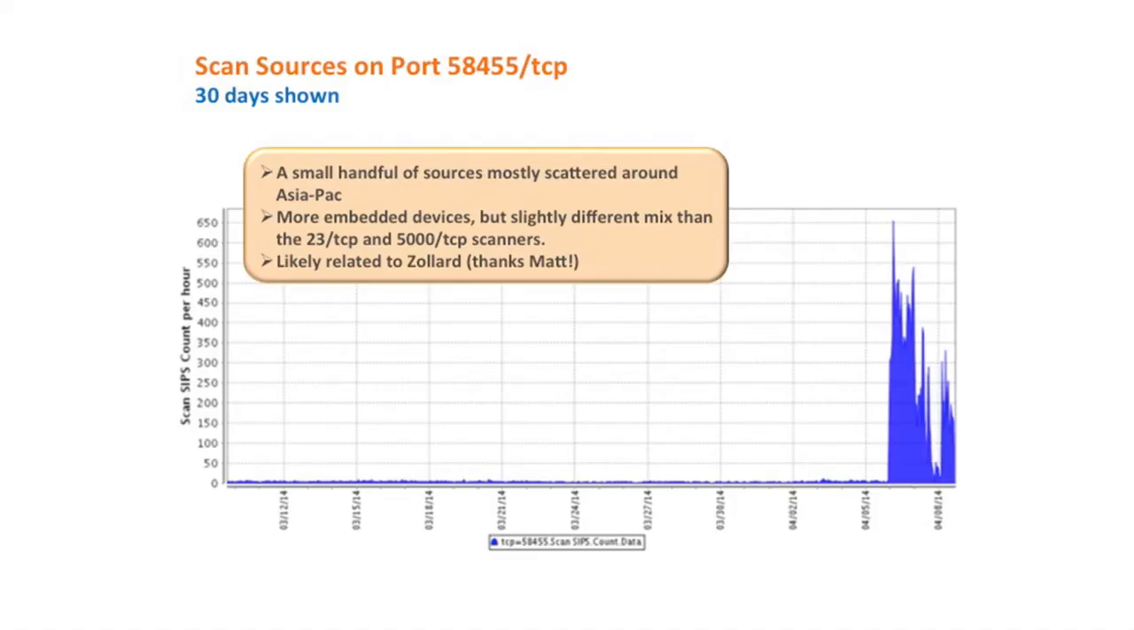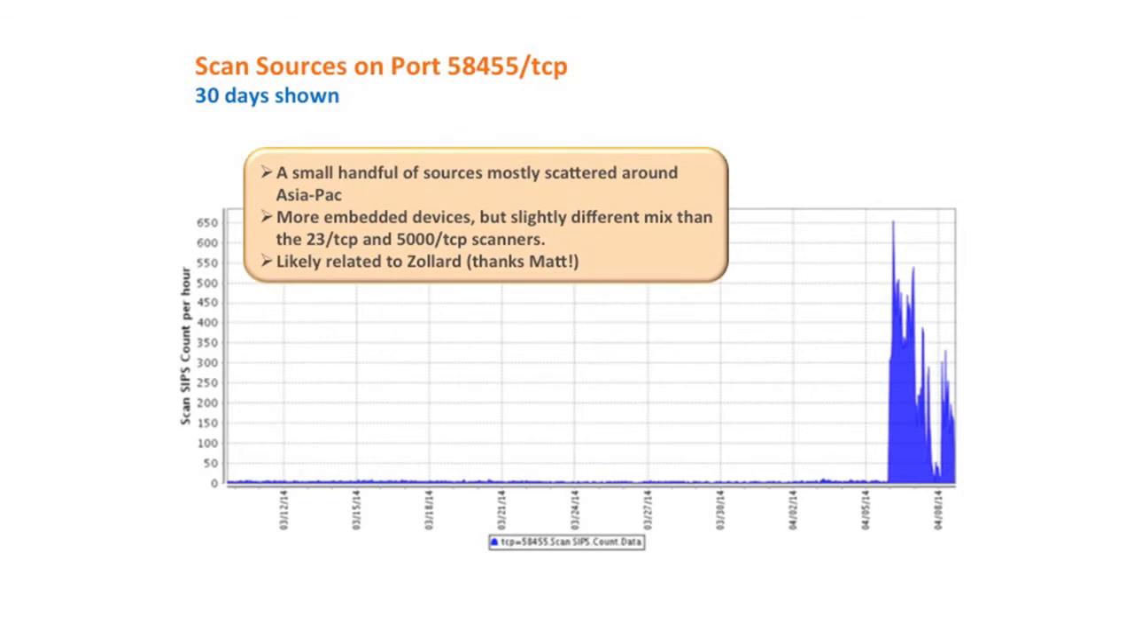And then the last one on the list here was an interesting one. In the past few days, maybe 4 or 5 days, we had a big ramp up of scanning on 58455 TCP, which I didn't know anything about. I took a look at the sources doing it, and it was a small handful of sources, mostly scattered around the Asia-Pac area.